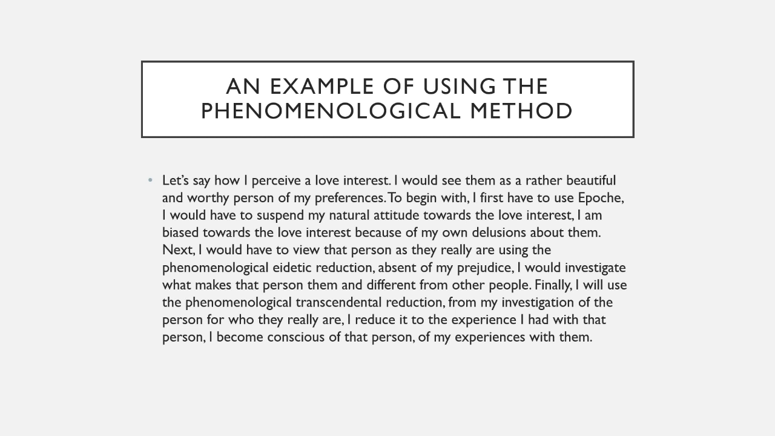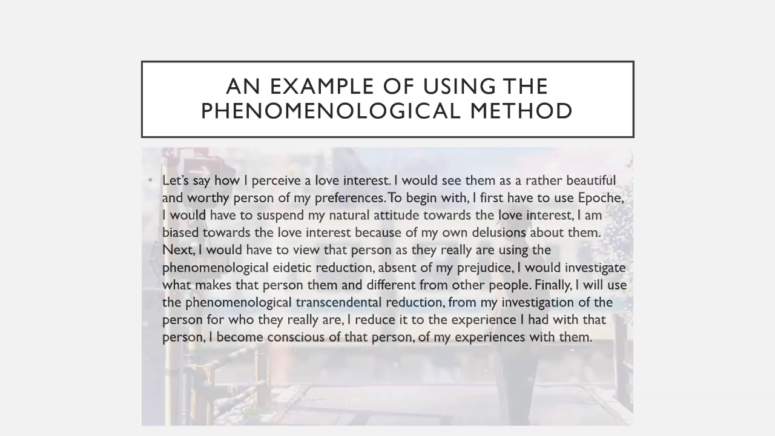Next, I would have to view that person as they really are using the phenomenological eidetic reduction. Absent of my prejudice, I would investigate what makes that person them and different from other people. Finally, I will use the phenomenological transcendental reduction. From my investigation of the person for who they really are, I reduce it to the experience I had with that person. I become conscious of that person, of my experiences with them.